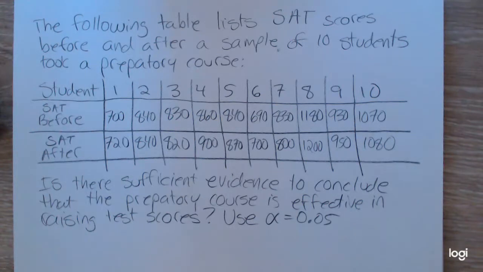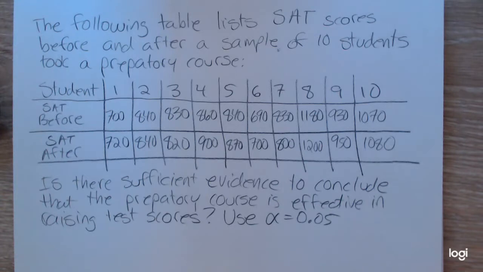This video is another example of the paired t-test. The following table lists SAT scores before and after a sample of 10 students took a preparatory course. Is there sufficient evidence to conclude that the preparatory course is effective in raising test scores? Use a level of significance of 0.05.